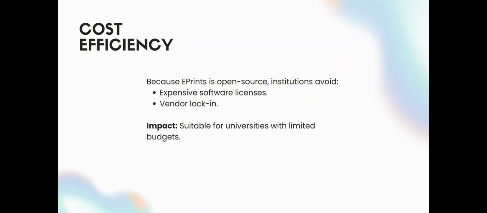Since ePrints is open source software, institutions do not need to pay expensive licensing fees and have greater flexibility in system development. The open source nature of ePrints allows libraries to adapt this system according to their specific needs. This flexibility makes it a practical solution for many academic institutions.